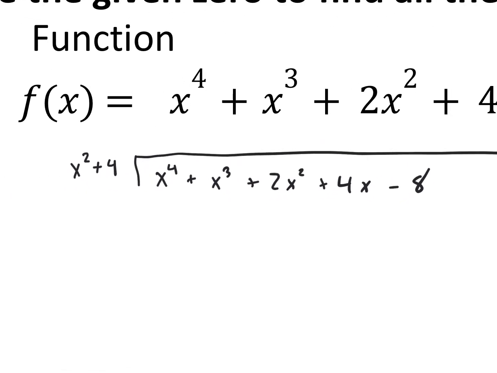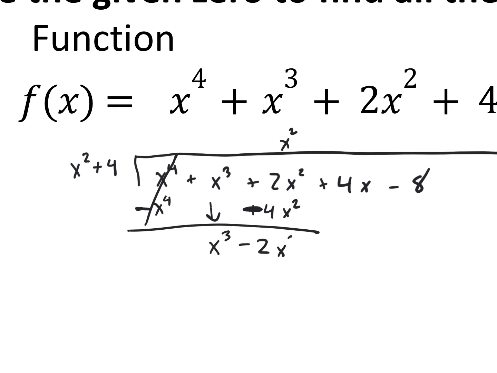So what times x squared gives me x to the 4th power? X squared. So then I multiply that with everything out front, so I get x to the 4th power plus 4x squared. Notice how I leave a space because I need that x squared to be in line with my x squared terms. So then I need to change a sign and change a sign and add. So these cancel. This I'm just going to drop down, so I have x cubed minus 2x squared.